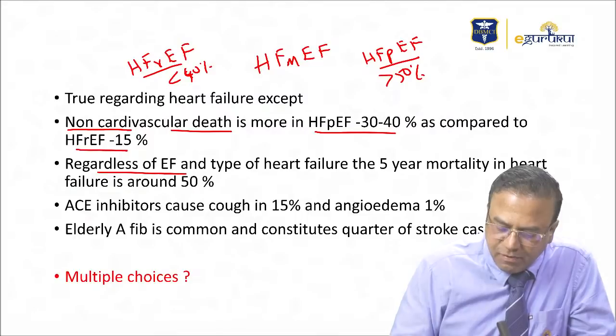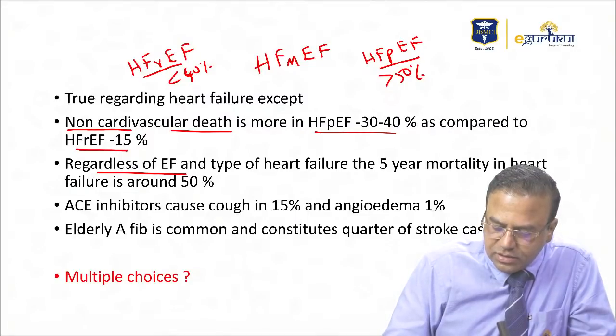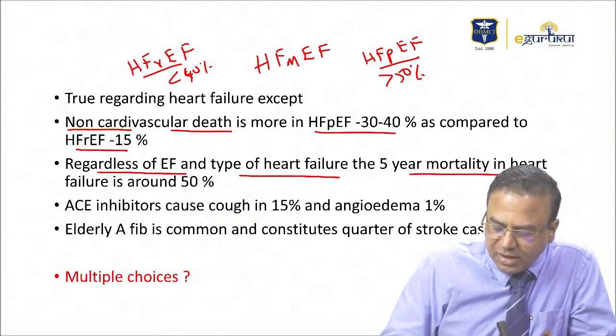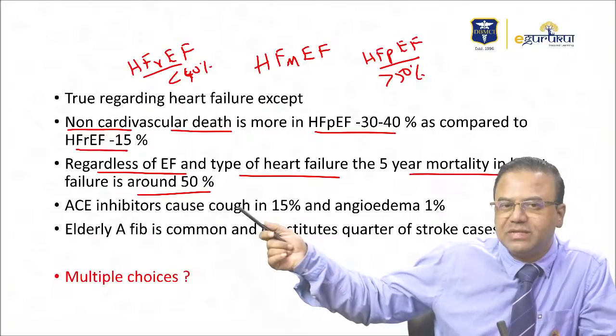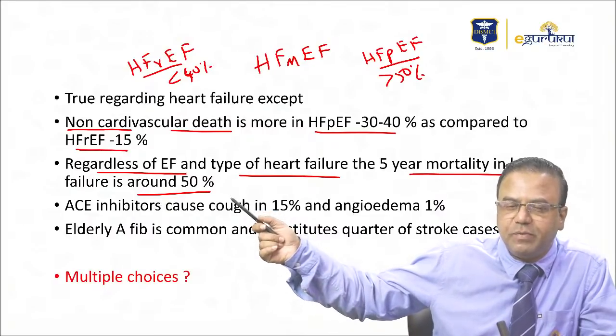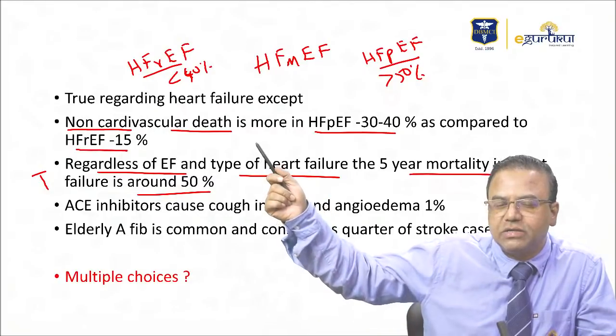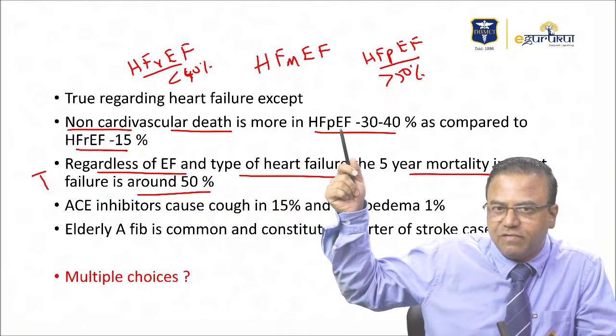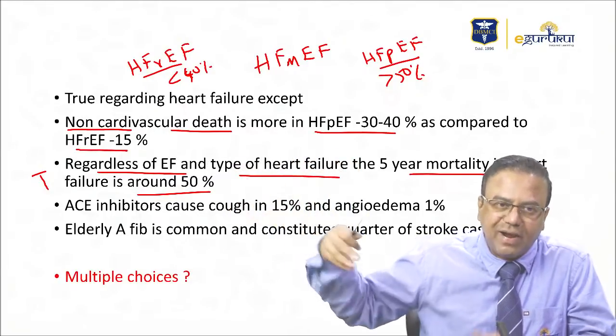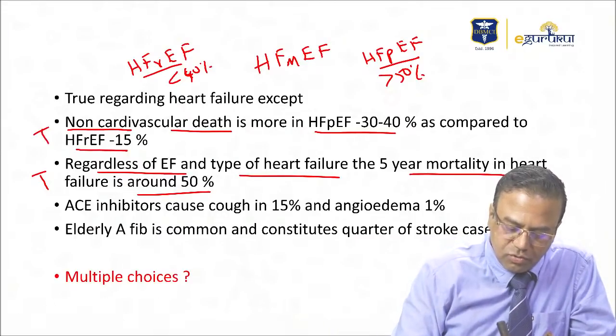So regardless of the type of ejection fraction, this is an absolutely true statement. The 5-year mortality is around 54% to be precise. So they're giving around 50%, that's a true statement. Non-cardiovascular death is more common in preserved ejection fraction compared to reduced, because in reduced they'll die of cardiac causes mainly. So this is also a true statement.